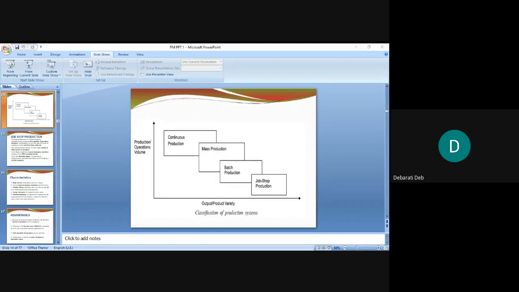We will see some examples also. Very interesting examples are there. This type of production will include products for which the quantity is very less, only one or few, and they will be produced as per the specification of the customers, and the entire project has to be completed within prefixed time and cost. The distinguishing feature of this type of production is low volume and high variety of products.